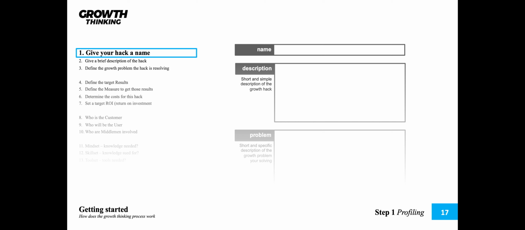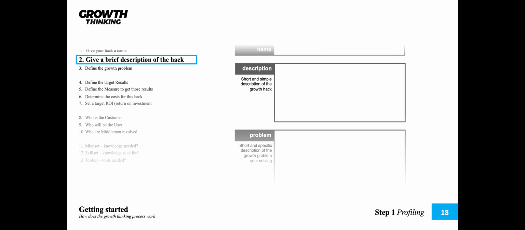What I suggest is giving it a wild, wacky, memorable name. It doesn't have to be complicated. It could be as simple as one word, or a whole sentence if you wanted, but keep it really simple, memorable, and fun. The second part is a description of the hack. The description is not designed to be in detail. This is a 1 to 2, maximum 3 very simple, brief sentences that describe the growth hack, that if somebody read it would just understand this is what it is, and you move forward.